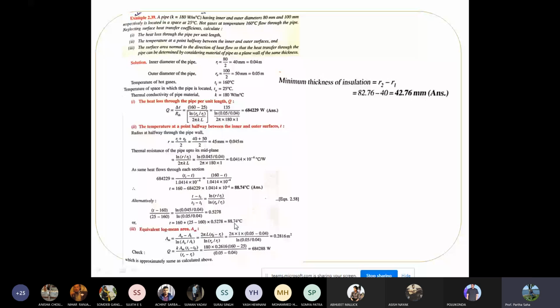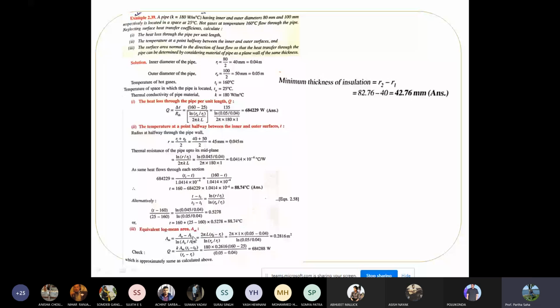Now for the surface area normal to the direction of heat flow, so that the heat transfer through the pipe can be determined by considering the material of the pipe as a plane one, right? So we have to determine the log mean area. I'll discuss this log mean area for cylinders in the next class. Today I did not include these slides. Just remember arithmetic mean area, log mean area is given by outside area minus inside area divided by ln AO by AI.